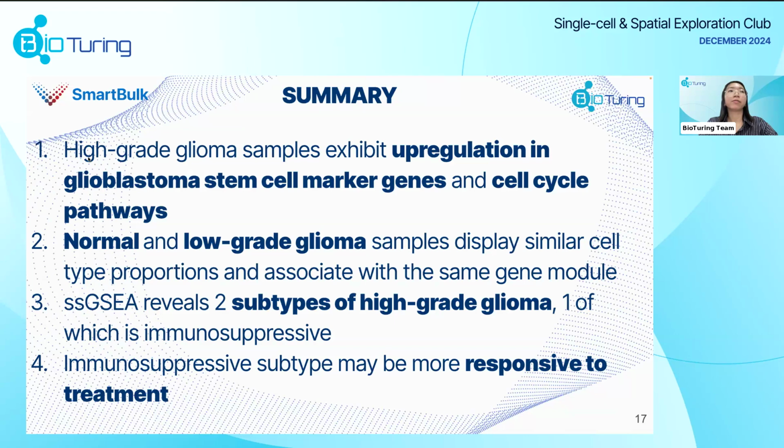Okay, and so for the summary of today's talk, we were able to look at how our high-grade glioma samples exhibit upregulation in glioblastoma stem cell marker genes and cell cycle pathways. We also saw how normal and low-grade glioma samples display similar cell type proportions and associate with the same gene module. And performing single sample gene set enrichment analysis, it was able to reveal 2 subtypes of high-grade glioma, one of which is immunosuppressive. So we saw that in our subtype A, where it was kind of downregulated in the IL-11 pathway. And then lastly, we can also make the hypothesis that the immunosuppressive subtype may be more responsive to treatment, especially when we saw the clustering with the low-grade glioma.